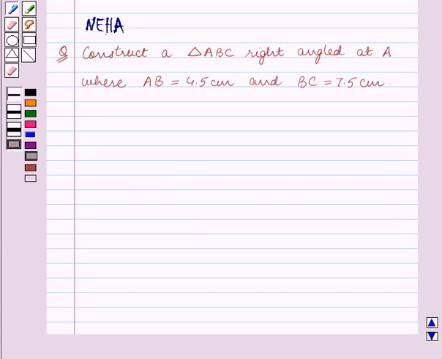In this session, we will discuss the following question. The question says, construct a triangle ABC right angled at A, where AB is equal to 4.5 centimeters and BC is equal to 7.5 centimeters. So we have to construct a triangle ABC in which angle A is equal to 90 degrees. We are also given the lengths of the sides AB and BC, where BC is the hypotenuse of the right angle triangle ABC. Let's start the solution now.